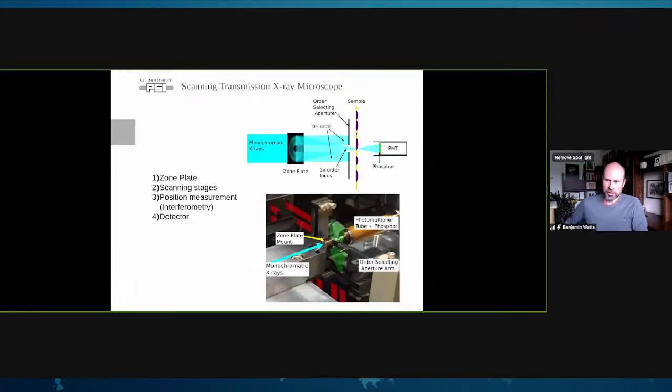So to look a bit closer at a STXM, we have a zone plate focusing on our sample. And then we have this order-selecting aperture, which is essentially just a piece of metal with a small hole in it. And we position that hole so that the focused light goes through and any unfocused light gets blocked. And then we have a detector at the back, which is usually a phosphor screen with a photomultiplier tube.